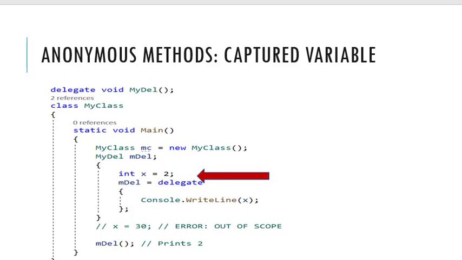Here in this example, variable x is declared and a value 2 is assigned to it, and the variable is used in the method body. So the reference of variable x is captured by the anonymous method. But outside the code block, the variable x goes out of scope. But when the delegate is invoked, variable x is accessible to it, and it prints 2 on the console.